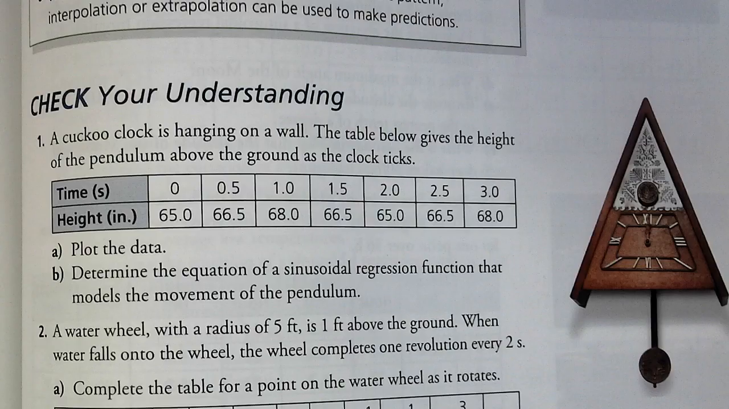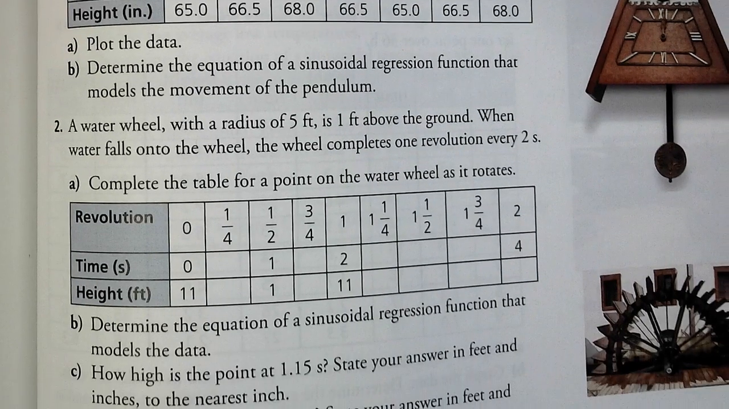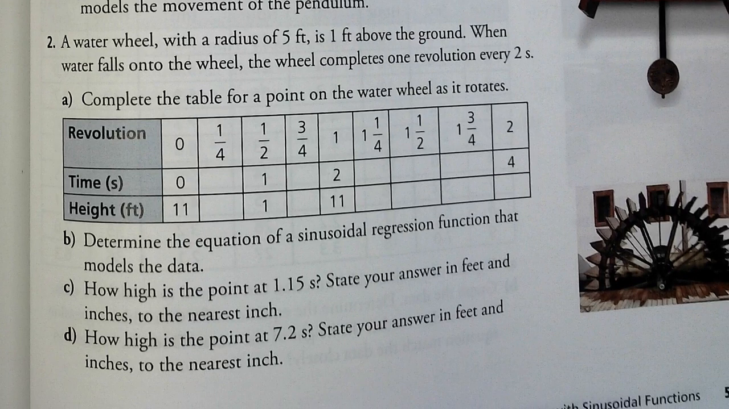So now, homework question 2. It says a water wheel. I was trying to pull the wrong camera. So a water wheel with a radius of 5 feet is 1 foot above the ground. When water falls onto the wheel, it completes 1 revolution every 2 seconds.